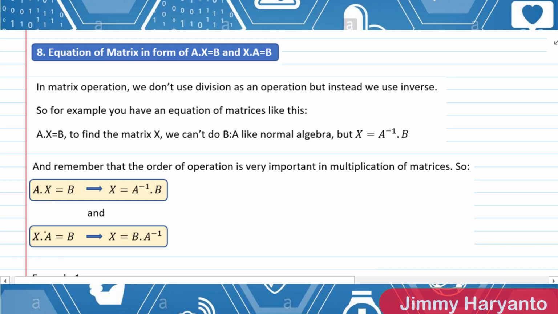Take a look at the next one. If you have x times a equals to b, take a look at the position of a. A from the first is always on the right side of the x, right? Dari di soal ini tuh a-nya tuh ada di sebelah kanannya x. So when you move the a to the right side, dia tuh tetap ada di kanan tapi berubah jadi inverse gitu. Jadi jangan sampai ketukar posisinya ya.